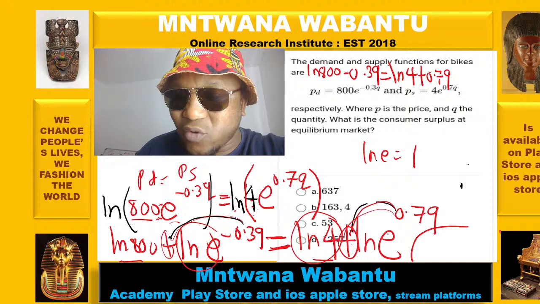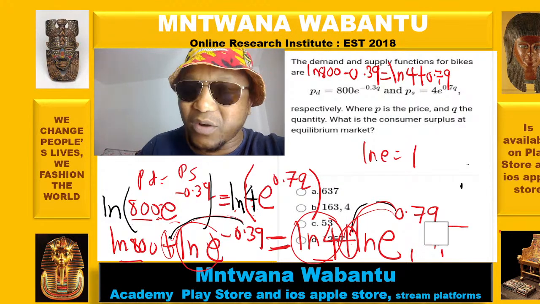Let me write here. It's going to be 0.79. Let me write here. Excuse me, sorry. I want to write something. I want to show you.